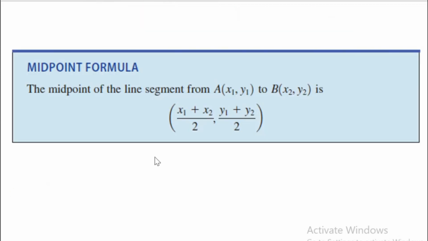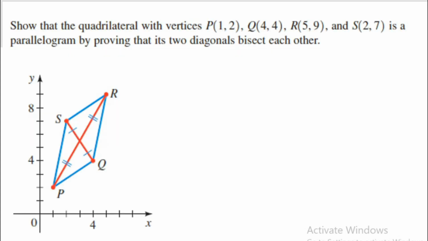Okay, next we have the midpoint formula. The midpoint of the line segment from point A, whose coordinates are x sub 1, y sub 1, to point B, whose coordinates are x sub 2, y sub 2, is x sub 1 plus x sub 2 over 2. And in terms of y, we have y sub 1 plus y sub 2 over 2. So that is now the formula for a midpoint.